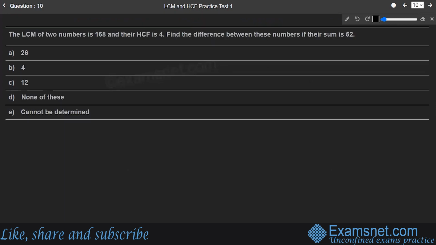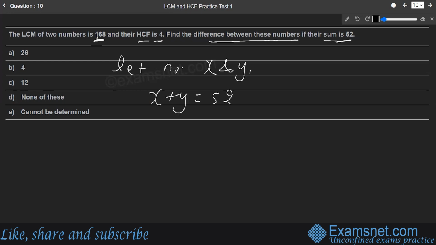Now, LCM of two numbers is 168 and their HCF is 4. Find the difference between these numbers if their sum is 52. First of all, we'll assume that the numbers are x and y. They have said the sum is 52, so we'll write x plus y is 52. This is the first thing that we're going to write.